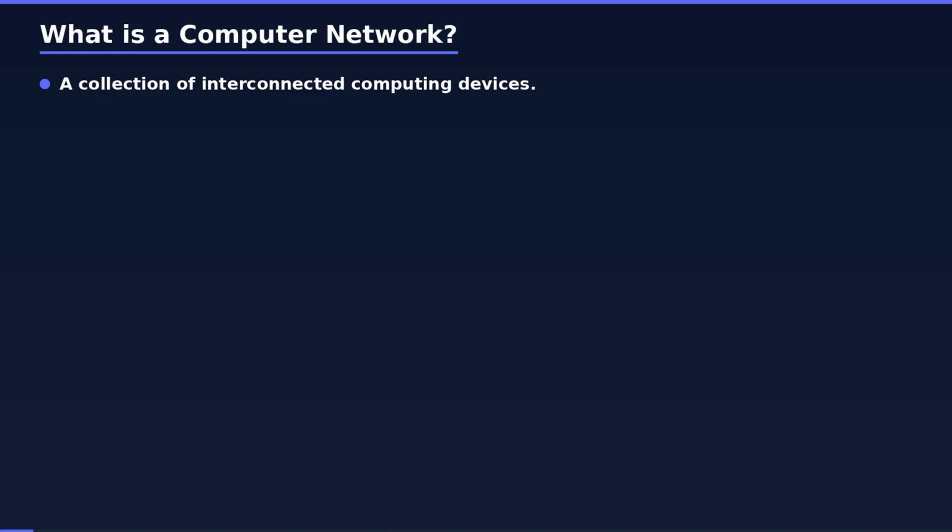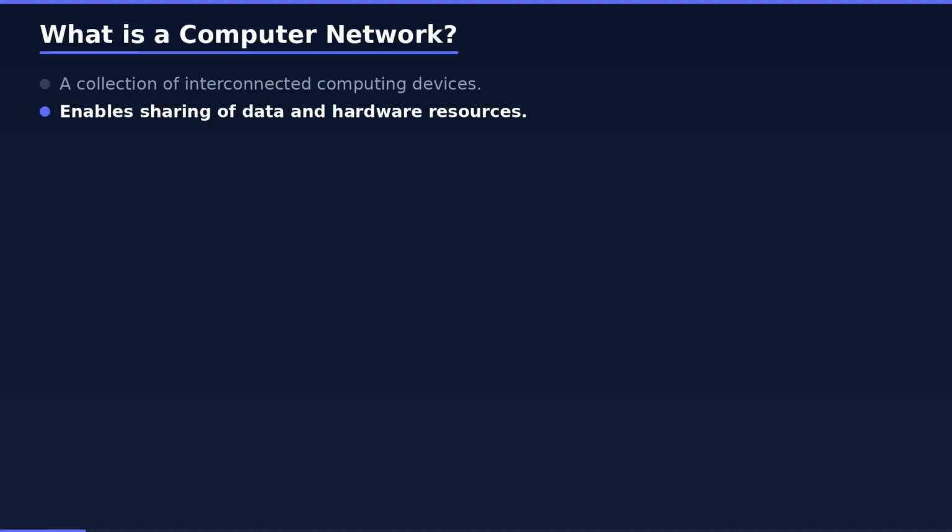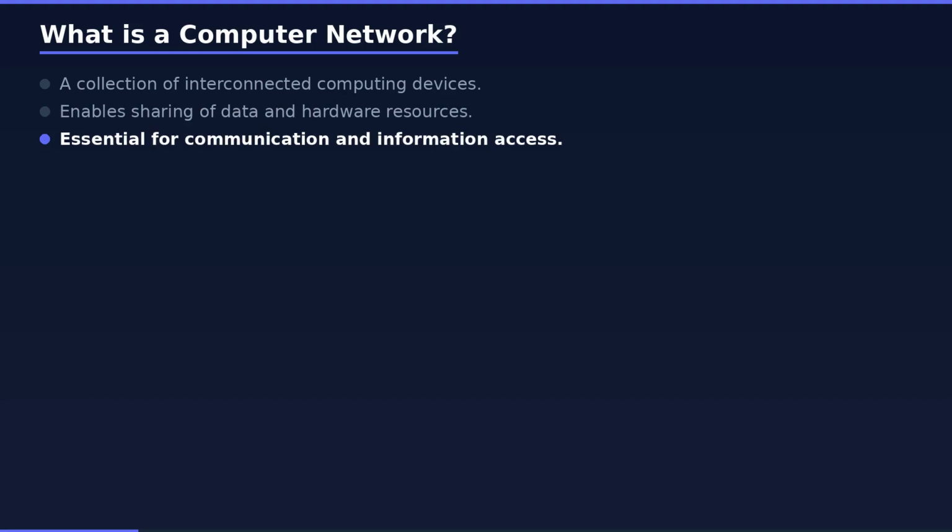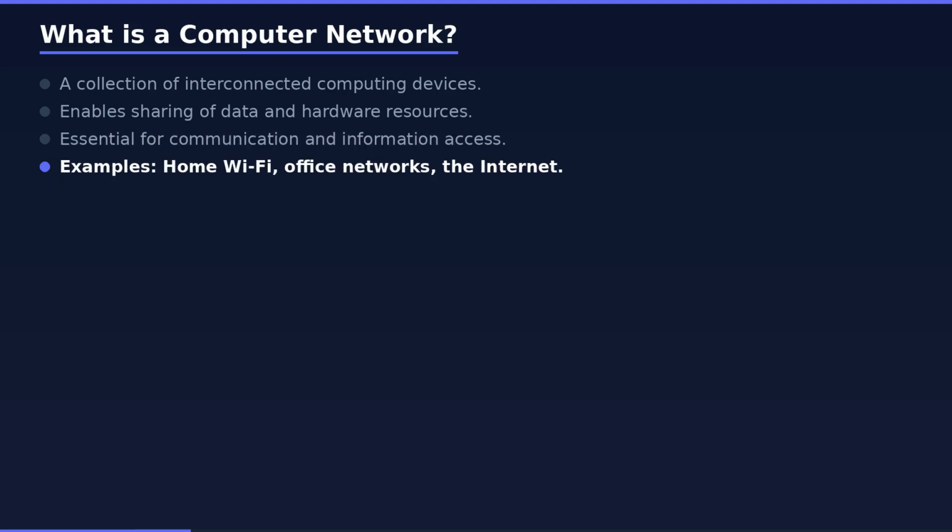Imagine you're trying to share a physical book with a friend across town. You wouldn't just throw it in their general direction and hope for the best, right? You'd use a postal service, which has rules for addressing, packaging, and delivering. A computer network is very similar. At its core, a computer network is simply a collection of interconnected devices, like computers, phones, servers, and printers, that can communicate with each other and share resources. It allows these devices to exchange data, share hardware like printers, and even access the internet.